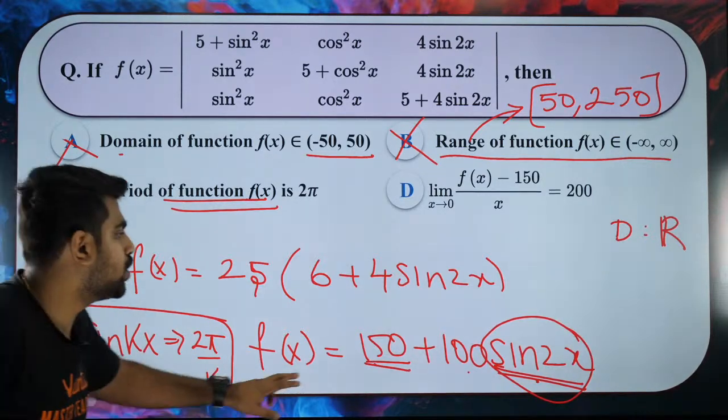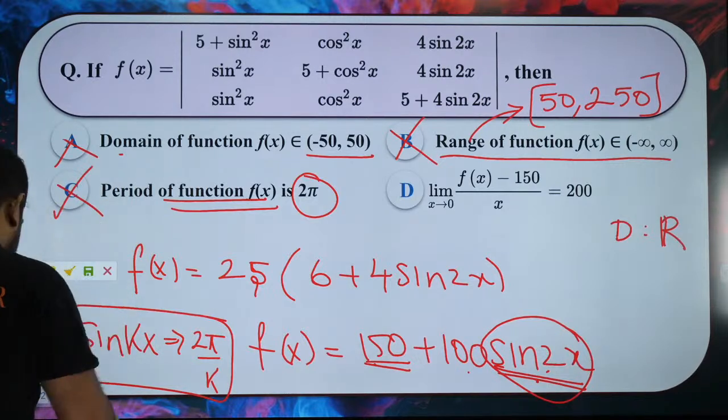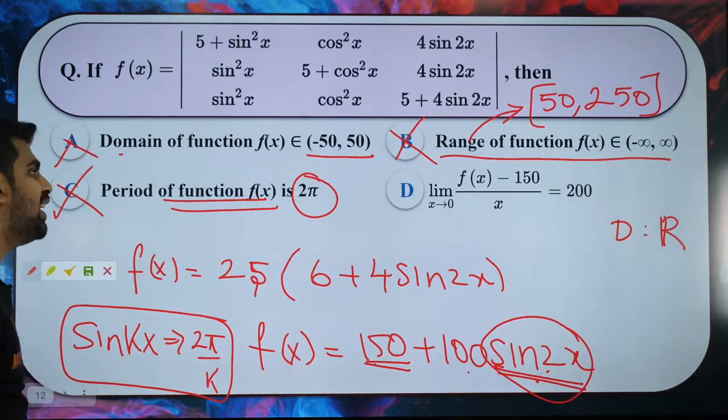Are you all clear? 2 pi by 2 will be pi, but 2 pi is given, that's wrong. So that is why C is also wrong. So naturally D is the right answer. You guys are smart. You guys are all legends. Absolutely right. Good job. But how D?